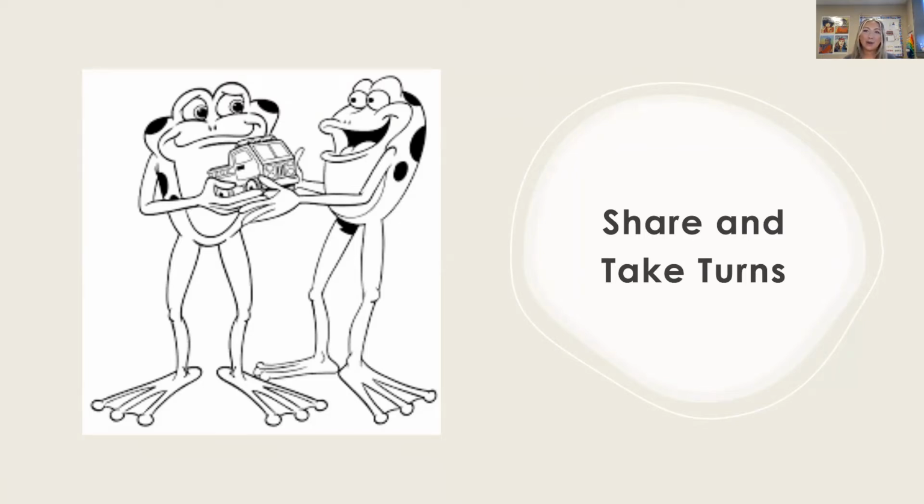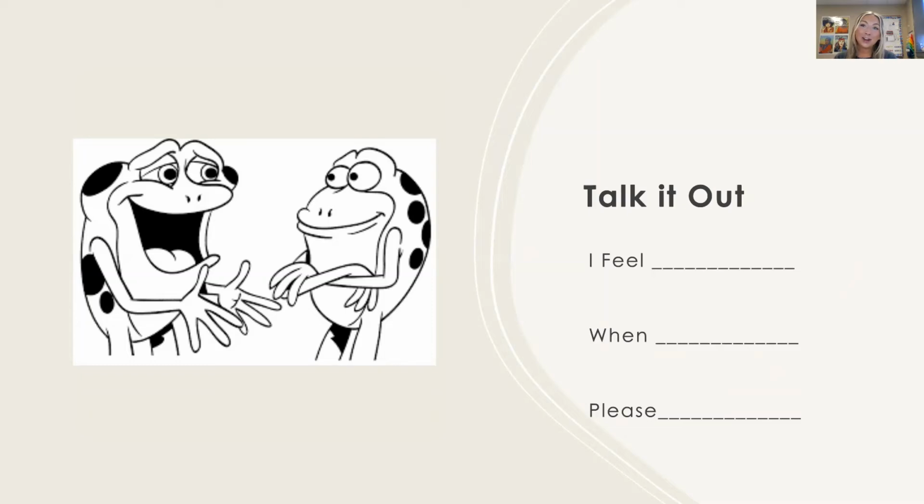Okay, now think about how you can share and take turns at school or at home. One of the things that you might do is politely ask to use the object. And then taking turns means you maybe are patiently and quietly waiting your turn until it's time that you get to share.